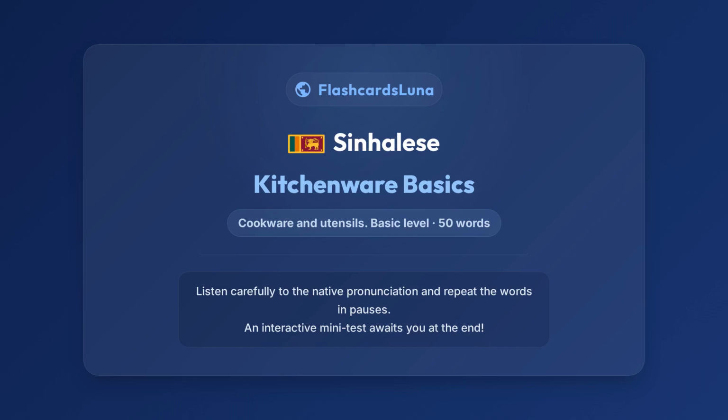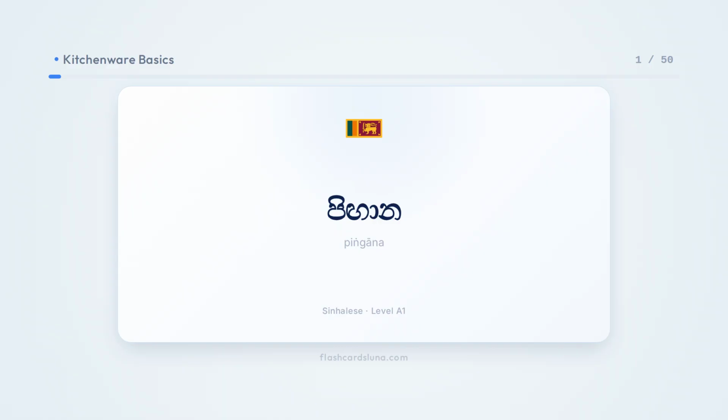Learning Sinhalese. Lesson topic: Kitchenware Basics. Piggy, a plate. Bandini, a bowl. Copy, a cup. Muggy copy, a mug.